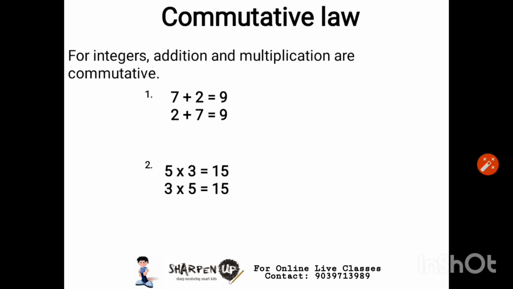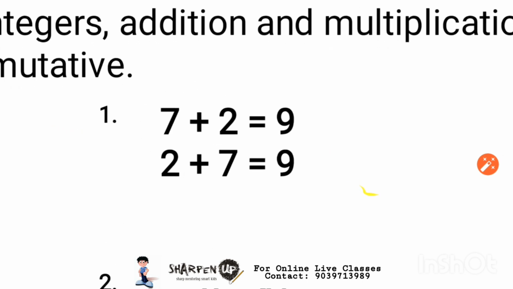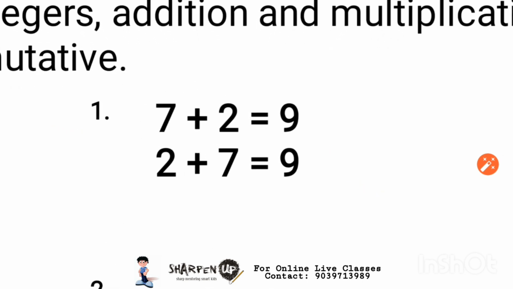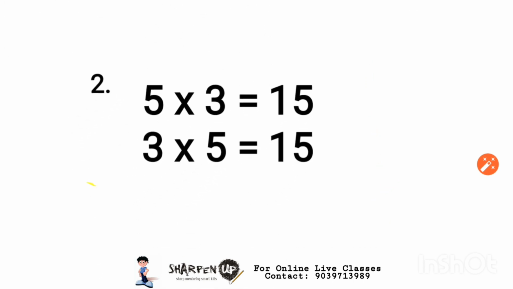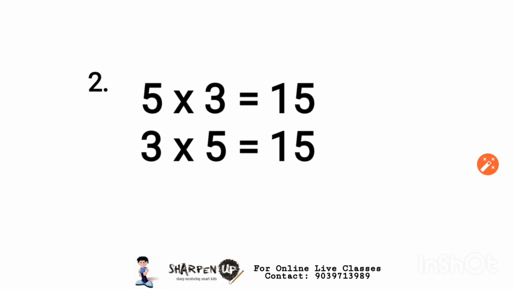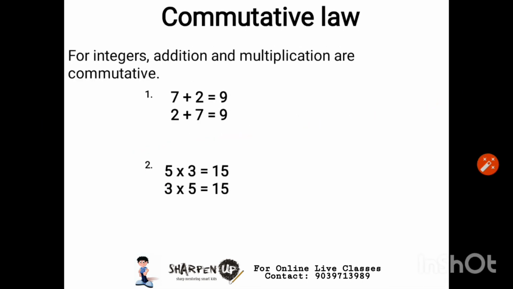Commutative law or commutative property. For integers, addition and multiplication are commutative. As we can see here, if I add 7 and 2 in any order, the result is 9. And the same with the multiplication. If I multiply 5 and 3 in any order, the result is 15. But the same property is not applied to subtraction and division.